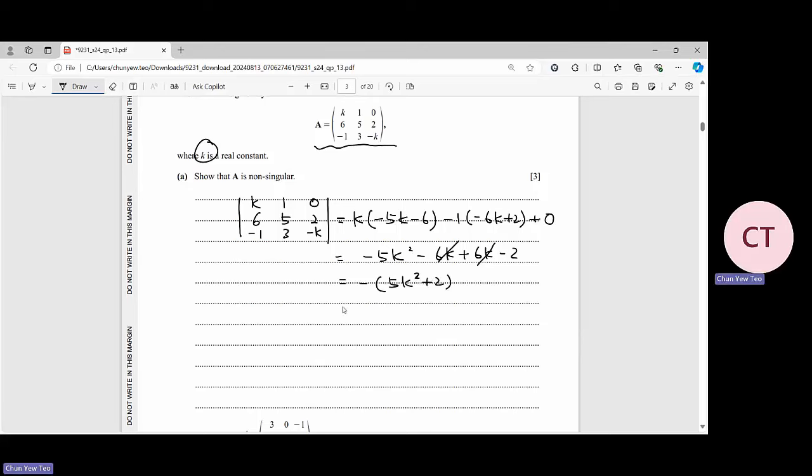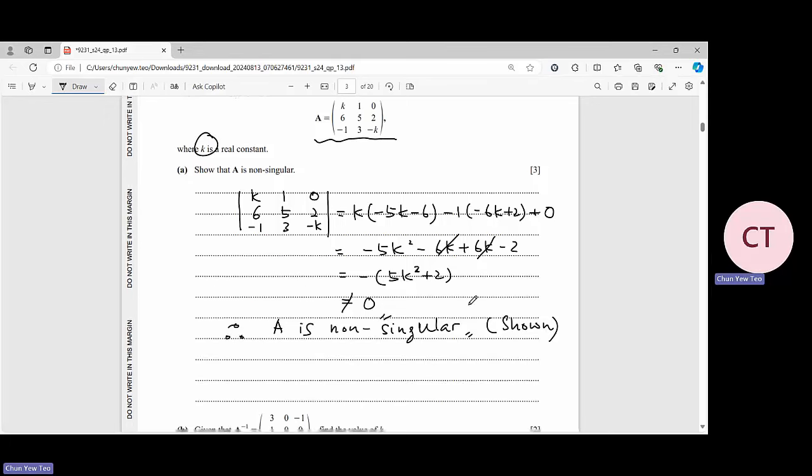So from here, it's very obvious that it cannot be equal to 0. Therefore, we just say that A is non-singular. Shown. So this is the answer for part A.